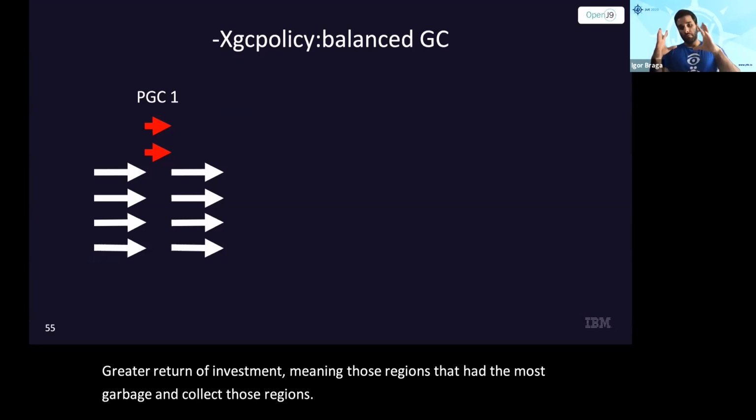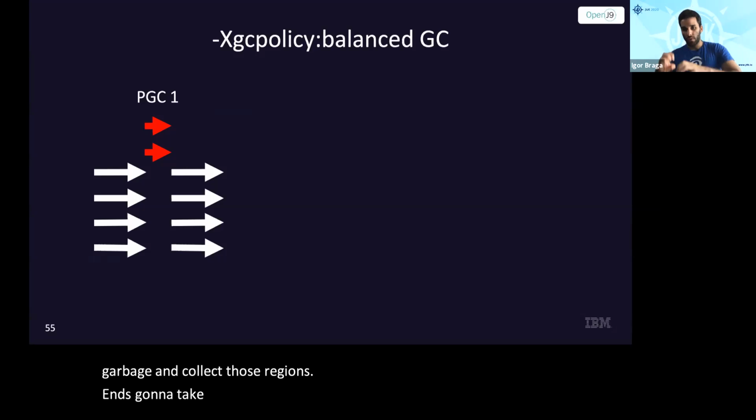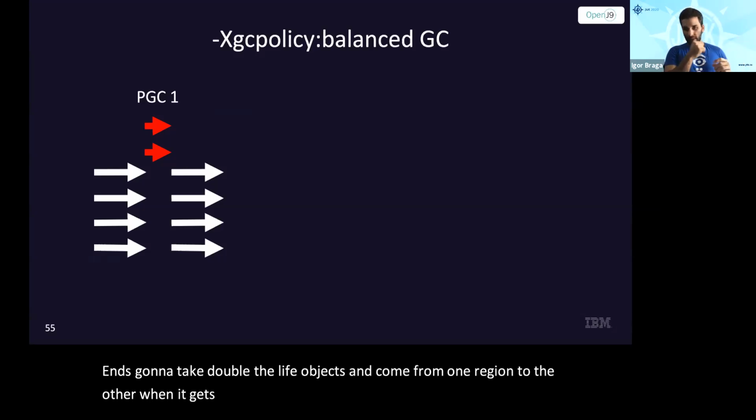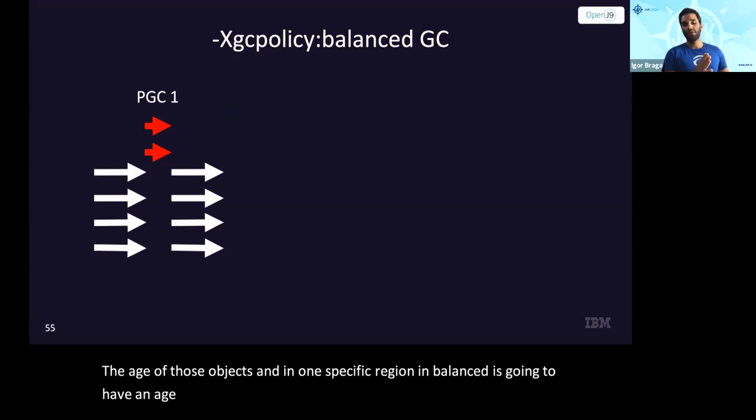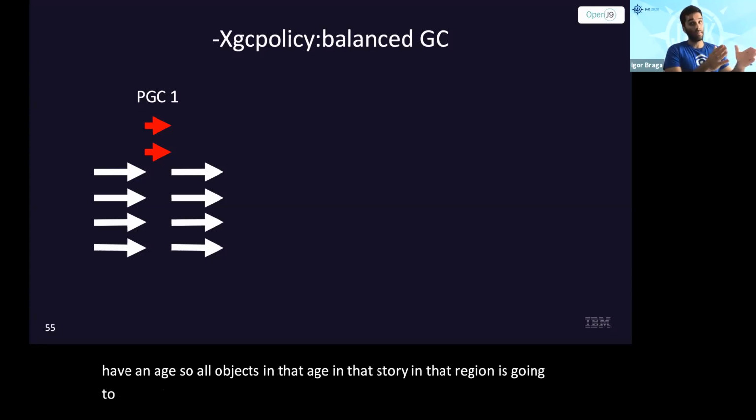And it's going to take the live objects and copy them from one region to the other. When that's done, we increment the age of those objects. And in Balanced, one specific region is going to have an age. So all objects in that region are going to have a specific age, not the same size as in Metronome.